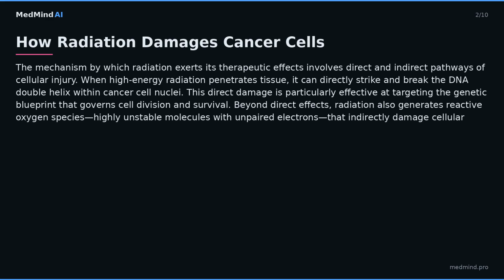Beyond direct effects, radiation also generates reactive oxygen species, highly unstable molecules with unpaired electrons, that indirectly damage cellular structures and genetic material. These reactive molecules can accumulate to dangerous levels within cancer cells, leading to oxidative stress and triggering programmed cell death pathways. The combination of direct DNA damage and indirect oxidative injury makes radiation an effective tool for eliminating malignant populations while sparing sufficient numbers of healthy cells to maintain normal organ function.